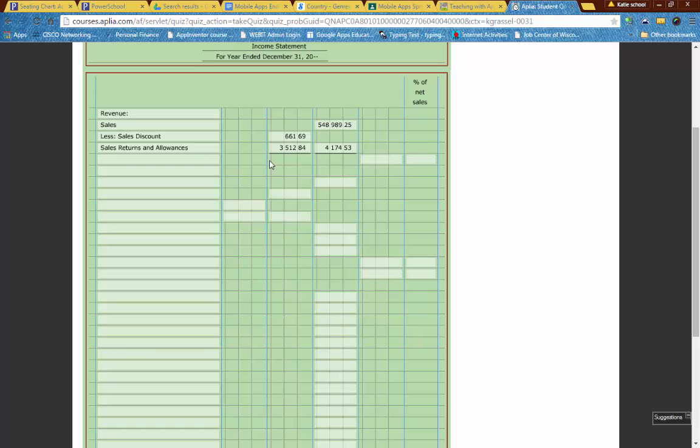So now, what I need to do to calculate my next line down here, and that's going to say net sales, is I'm going to subtract these two numbers, 548,989.25 minus 4,174.53. That's going to give me 544,814.72. Okay. Do not do component percentages yet. We'll do those at the end. So heading number one that we just completed is revenue.